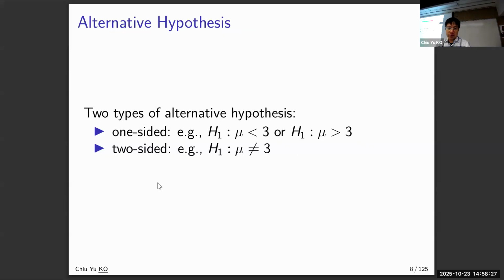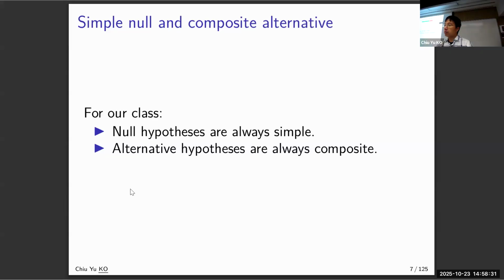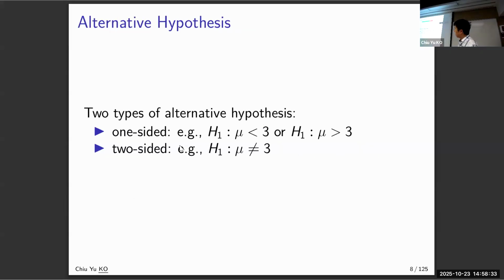So that means that our null is always equal to some number, simple, okay? And the alternative is composite, with two types. Later we will see why there are two types and why it's important. And the method is a little bit different. So the alternative can come in two types. One is called one-sided, which means that we hypothesize the alternative is less than or more than. The other case is two-sided, not equal to.